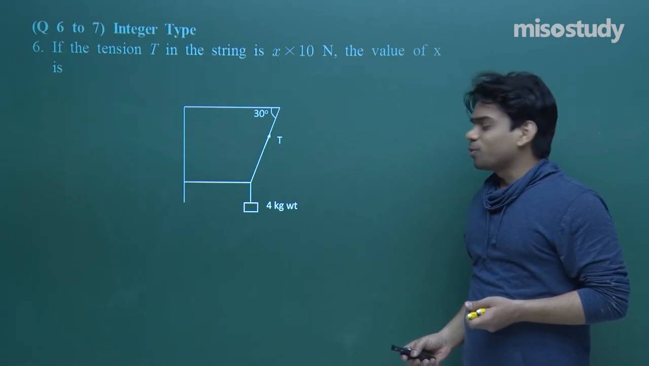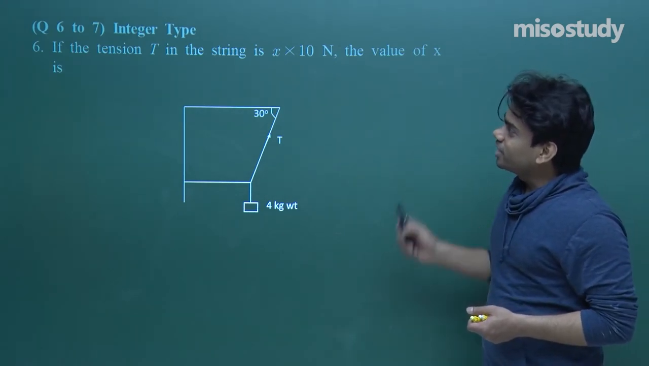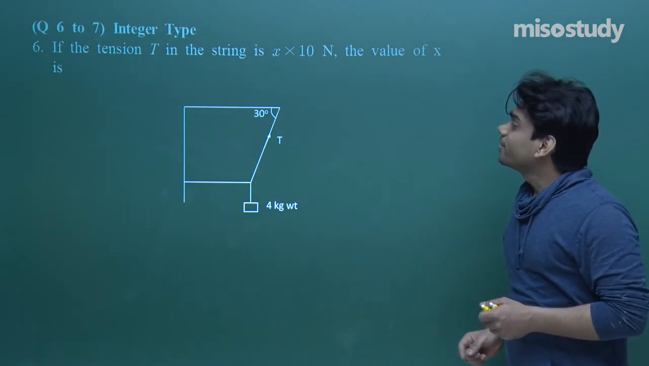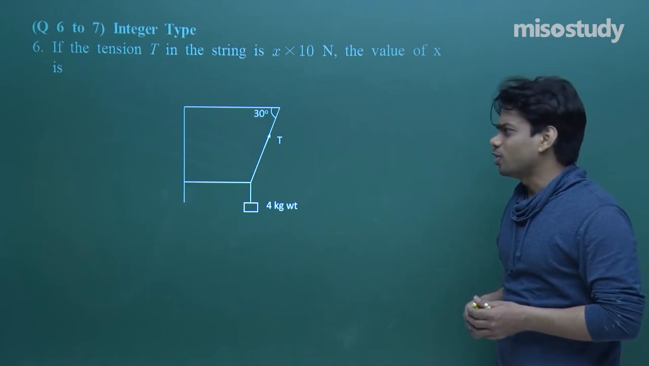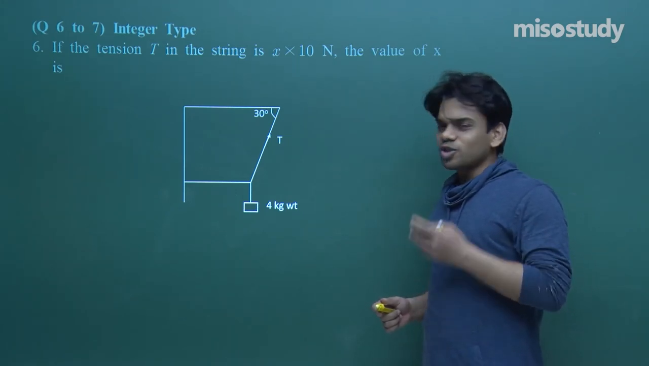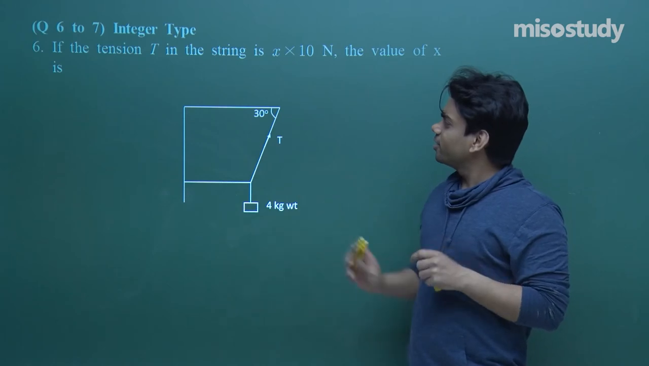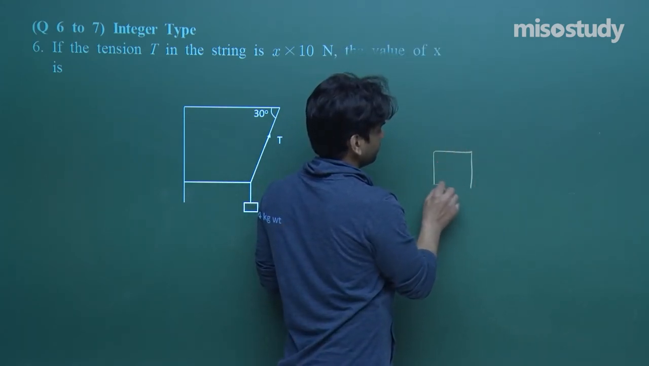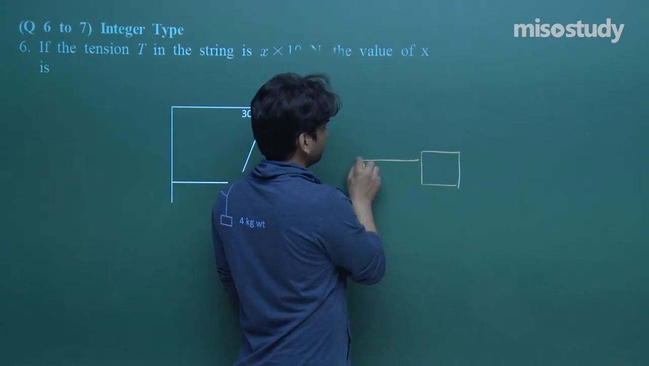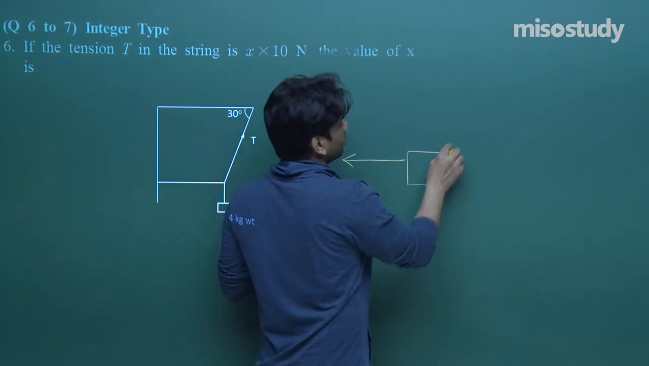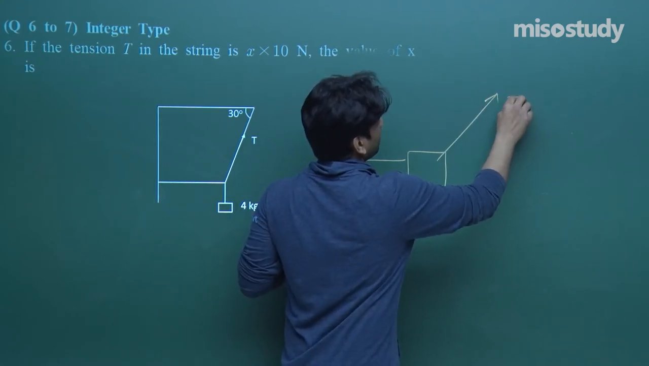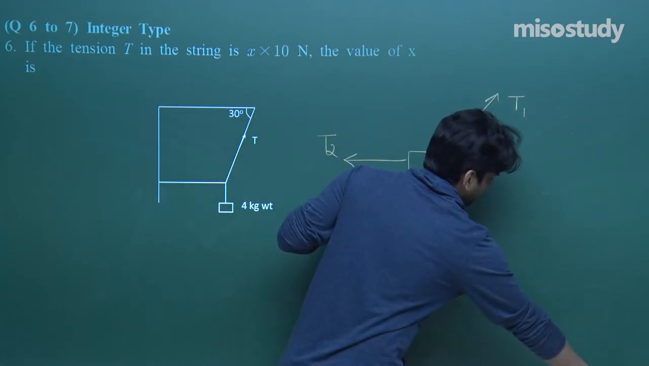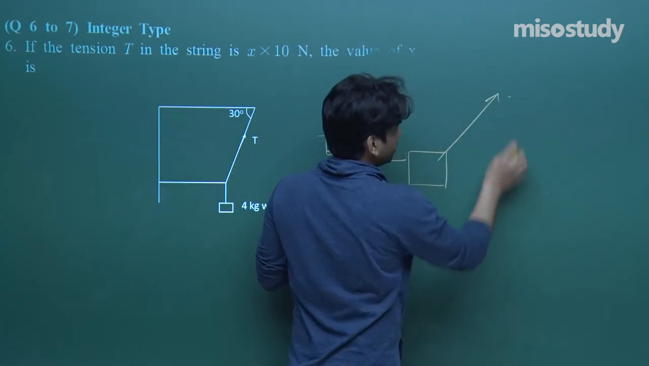Now we have an integer type question. If the tension T in the string is x into 10 newton, the value of x is, an easy question, no need to worry about it. First of all, let's talk about the equilibrium. It's given 30 degree here. If I show you the block's free body diagram, one of the string tensions is acting here. Let me call this T1 and this T2. It's given as T, and we need to find only T, so I'm using only T here.